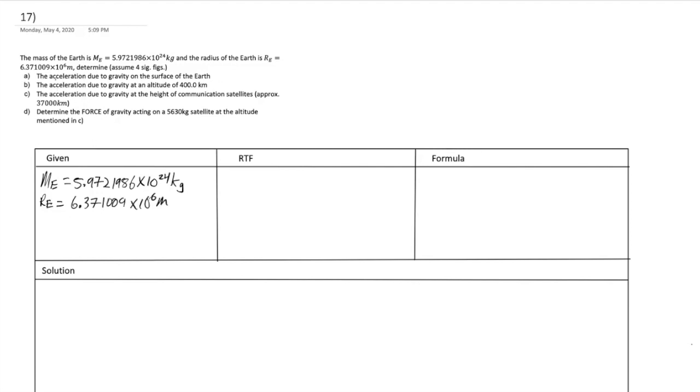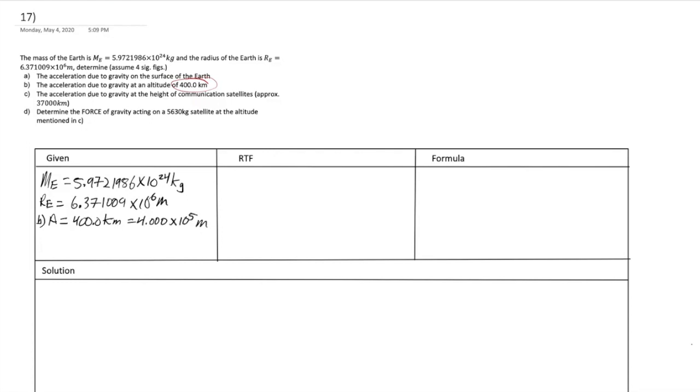And let's see what other information we're working with. Let's take a look at parts A through D to see if there's any other information. For part A, there are no new numbers. For part B, we're asked to find the acceleration due to gravity at an altitude of 400 kilometers. So for part B, we have an altitude, or capital A, of 400 kilometers. That is not the appropriate unit, however. We have to convert from kilometers to meters, which means we multiply by 1,000, which works out to 4.000, 4 sig figs, times 10 to the 5 meters.